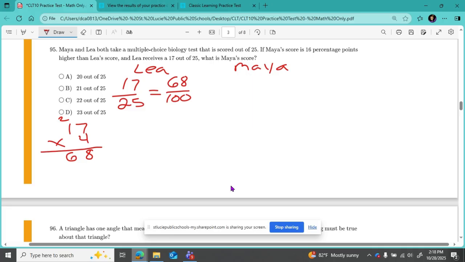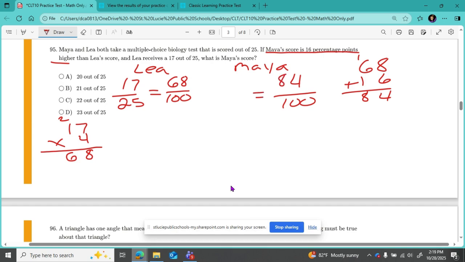And if I go back, it says Maya's score is 16 points higher than Leah's. So out of 100, Maya got 68 plus 16. 8 plus 6 is 14. 6 plus 1 is 7. Plus 1 more we carried, 84.